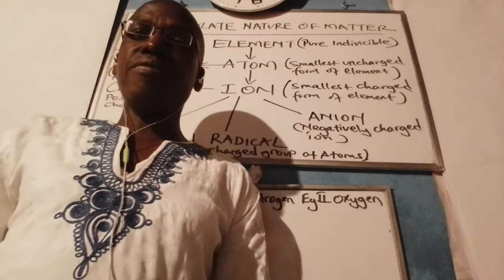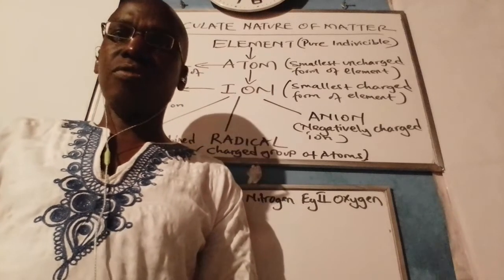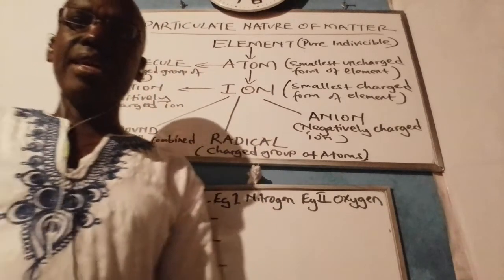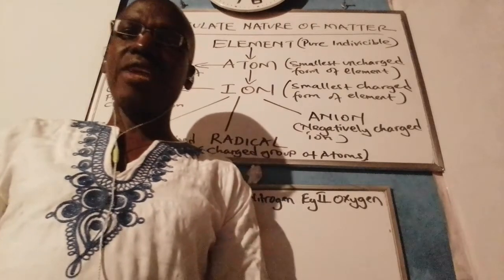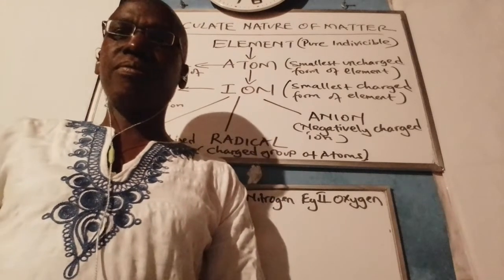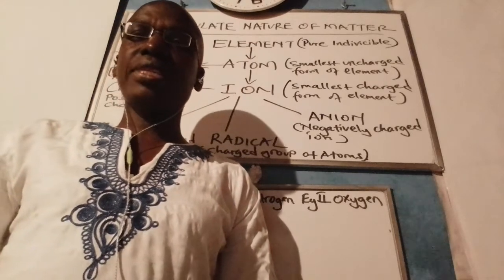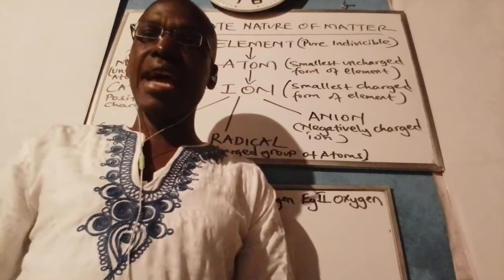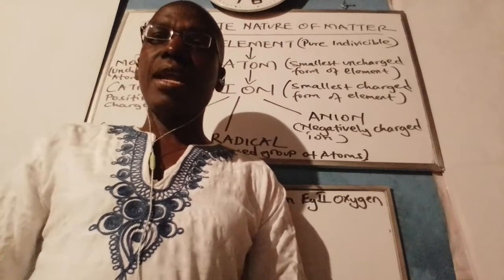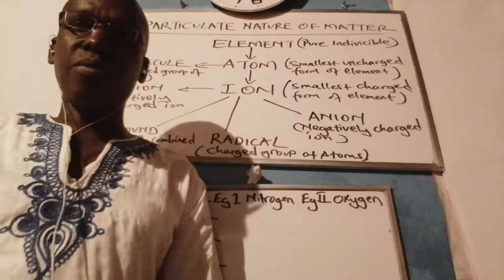Secondly, if an atom acquires an electron from another element, the acquired electron is negatively charged and will make the neutral atom characteristically negative. In this respect, the ion which is characteristically negative is referred to as an anion. Therefore, an anion is a negatively charged form of ion.